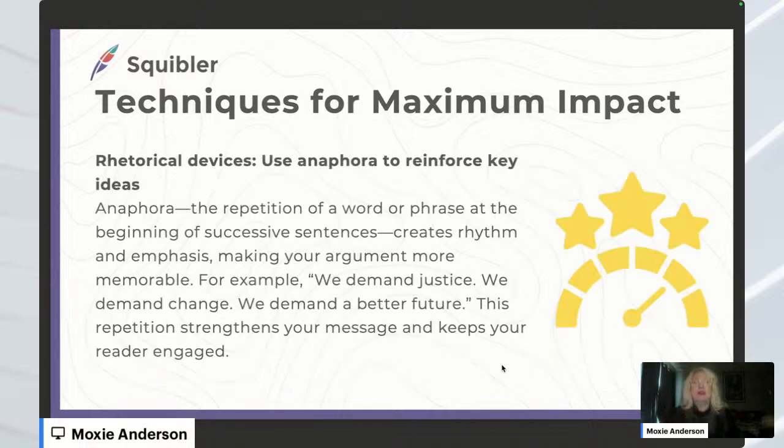Another technique for improving the impact your persuasive writing can have is the use of rhetorical devices. So look at using things like anaphora to reinforce key ideas. Anaphora is the repetition of words or phrases at the beginning of sentences, and they're going to create rhythm and an emphasis, which makes your argument more memorable. So, for example, we demand justice, we demand change, we demand a better future. That is a really impactful series of sentences, and the repetition strengthens the message and keeps your reader engaged. You'll see this a lot in political writing, something like, this is the government of the people, by the people, for the people.